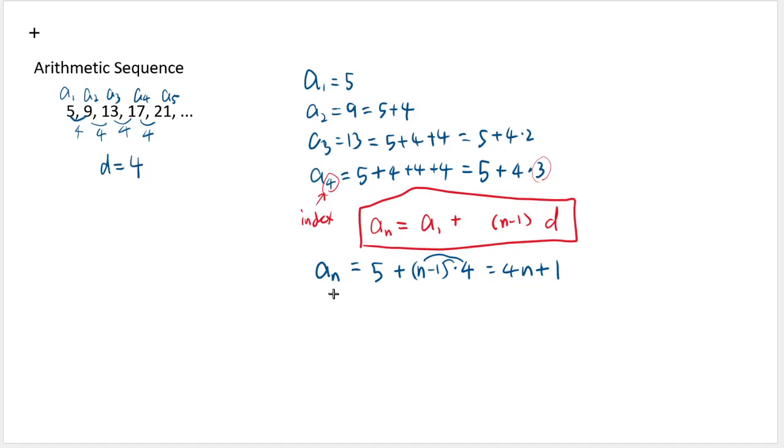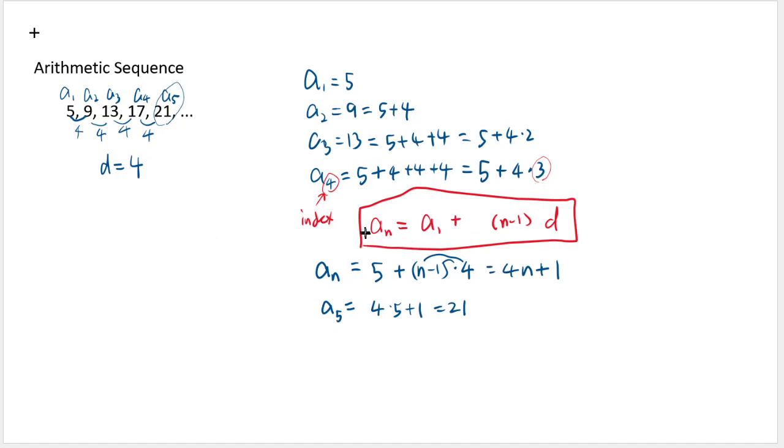And you can check that this is indeed true just by checking a5. So what is a5 according to this formula? It's 4 times 5 plus 1, because n is 5, right? So when you set n as 5, 4 times 5 is 20, 20 plus 1 is 21. And indeed, it matches with this one.